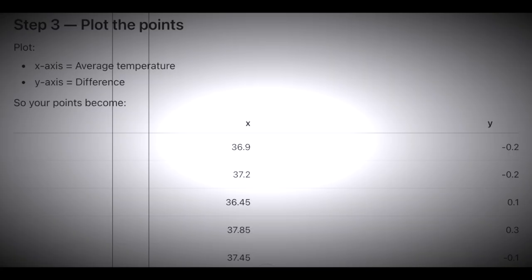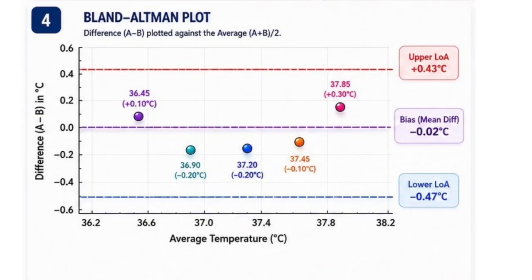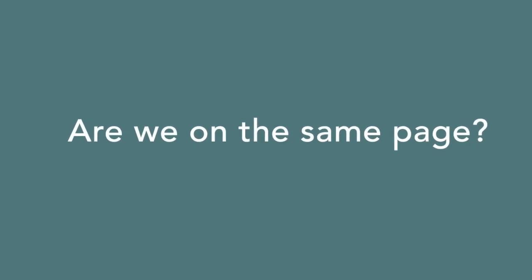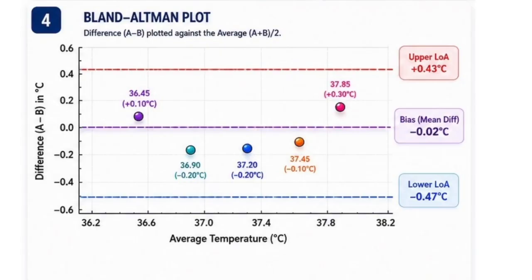Now, who knows what comes next? So we're going to plot these points. The x-axis is going to have the average temperature that we measured, not the individual reads, but the average. And then for the y-axis, we're going to put the difference that we've calculated. Are we following so far? I like to check because when you're doing complex things like this, I'm not just going to run through it and assume we're on the same page. If I've lost you, let me know in the comments where I lost you.